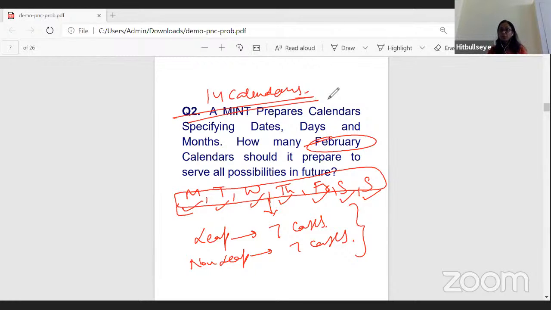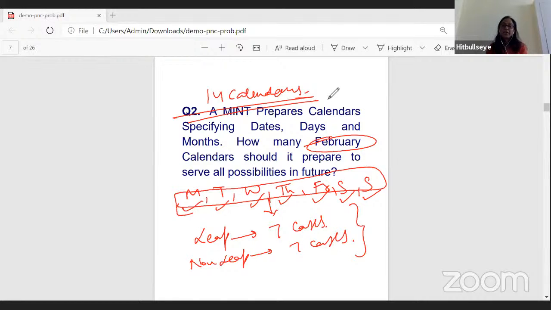That is why you could create 14 calendars, which also tells you that if it was any other month, then how many calendars would have been there? If it was not February, it was any other month, then how many calendars would have been possible? Then 7 calendars. Very good. Why? Because it's just a confusion for the month of February, not for any other month, because of the leap year or a non-leap year.